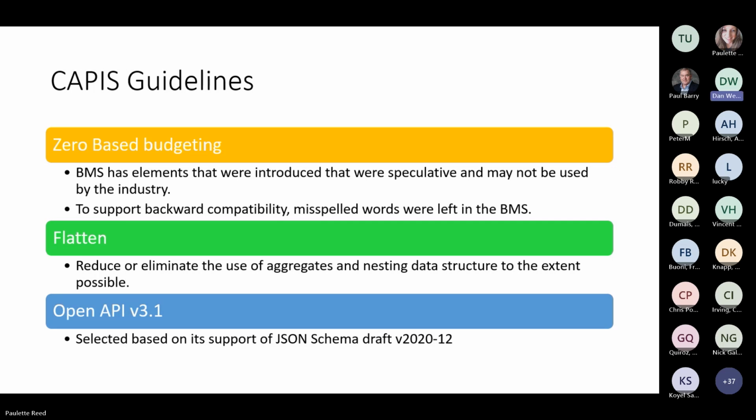With zero-based budgeting, we rigorously justify every object and property instead of blindly carrying over elements from previous integrations like BMS. The BMS had speculative components that may not be industry relevant any longer, and even retained misspelled tags for backward compatibility. This zero-based budgeting approach ensures our interfaces are lean and purposeful.